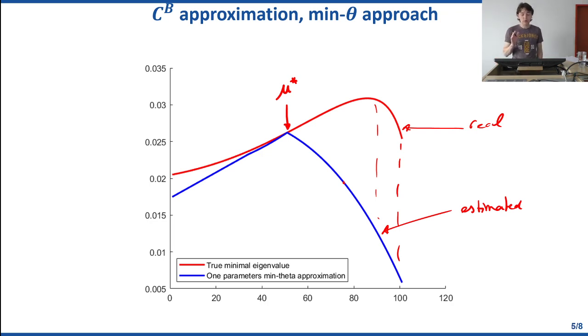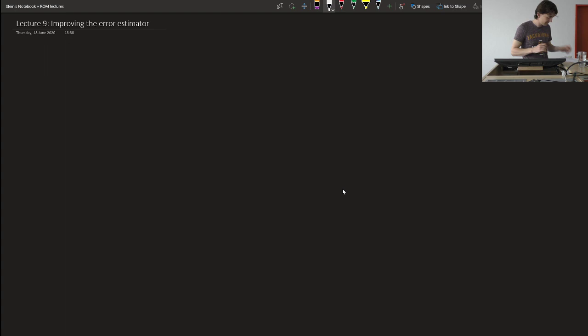Okay, so these are the two parts of the story that still have flaws in them and that we want to improve upon. And I'll actually start with this CB approximation. So, what was our strategy for obtaining the CB again?